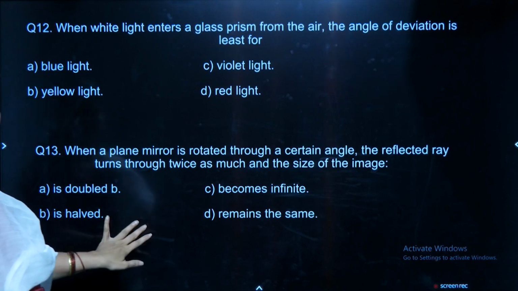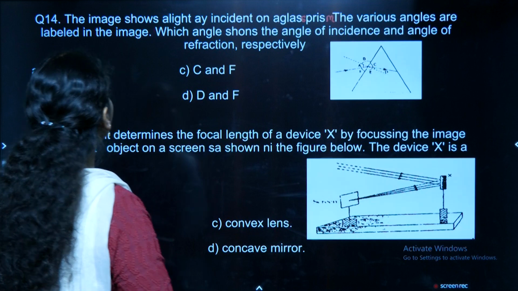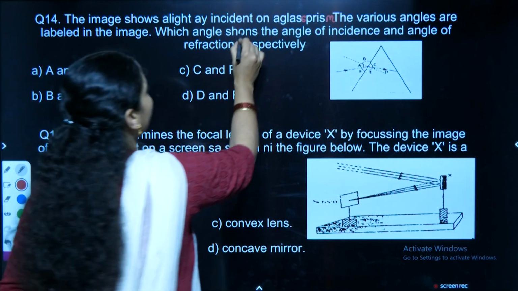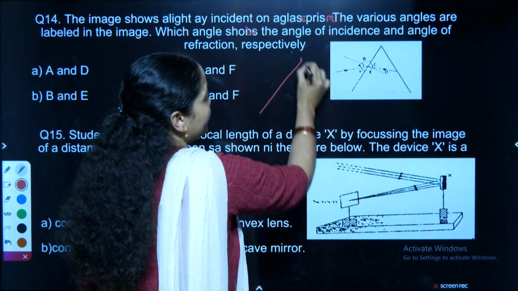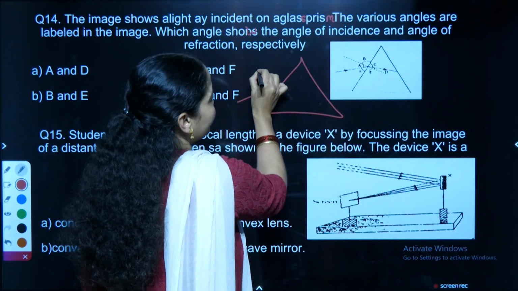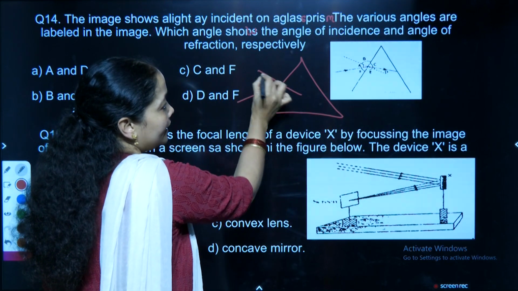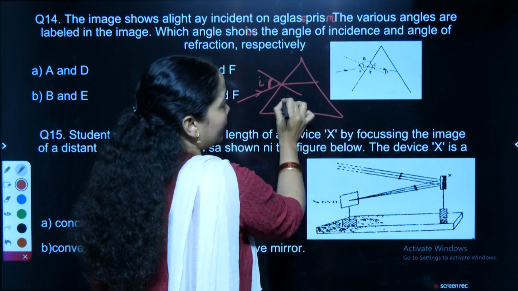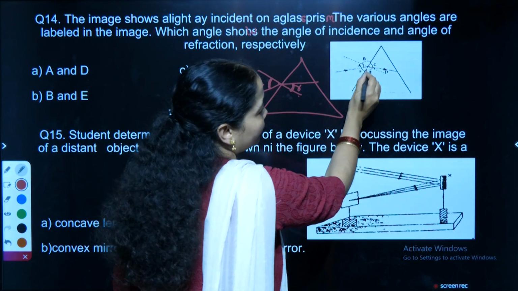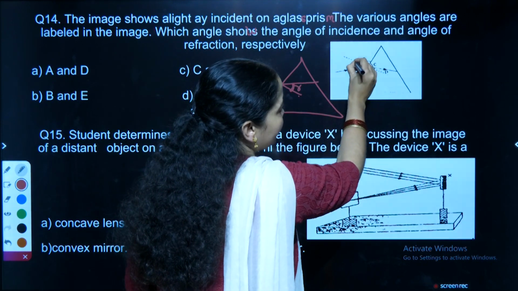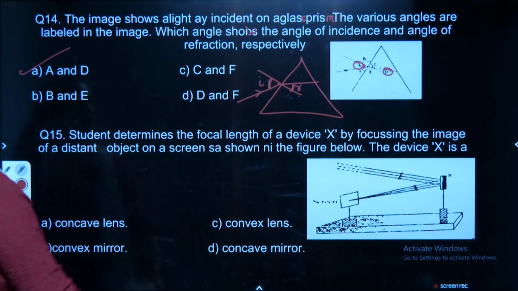Moving to the next question, which is my 14th one. The image shows a light ray incident on a glass prism. The various angles are labeled in the image. Which angle shows the angle of incidence and the angle of refraction? Whenever we have a prism like this, when an incident ray is like this, it creates a normal. The angle between the normal and this incident ray will be my incident angle. Then I have a ray going out of it. The angle between the normal and this ray is my reflected angle. Match this to the figure. A is my incident ray angle and D is my reflected angle. So option A will be the right answer.